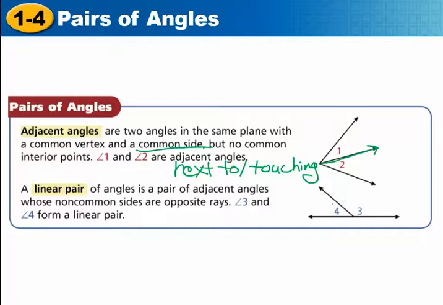A linear pair is when you have two angles that add together to equal 180 degrees. Or in this specific definition, it says whose non-common sides are opposite rays. But they add to 180 degrees or a straight line. Straight angle, that is called sometimes too. And they have to be adjacent. So they're adjacent and they add up to 180 degrees. Both parts have to be true.